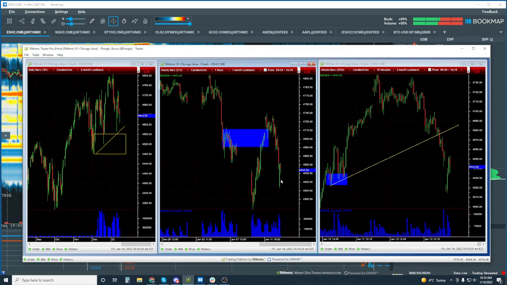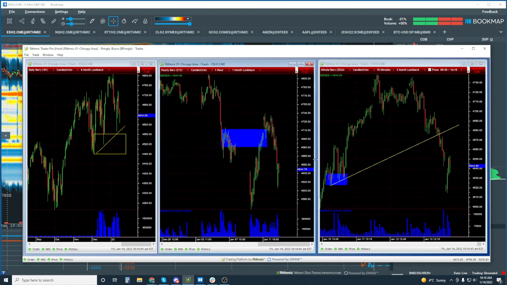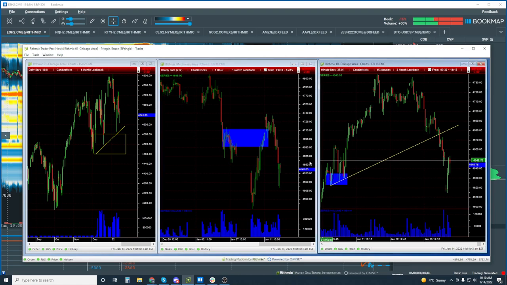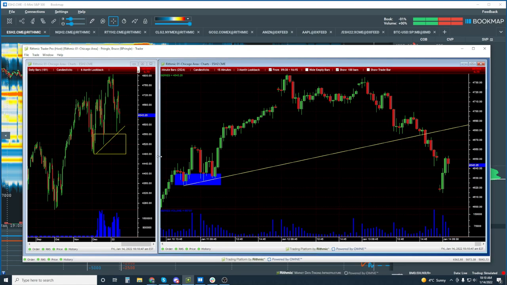Okay, so we're almost right back down to these previous areas here. We just opened up in the previous area down here. So let's take a look at the 15 minute chart here. Hold on. There we go. Okay. We can get rid of this here. This is what we drew up the other day. We were looking for this move to the upside.